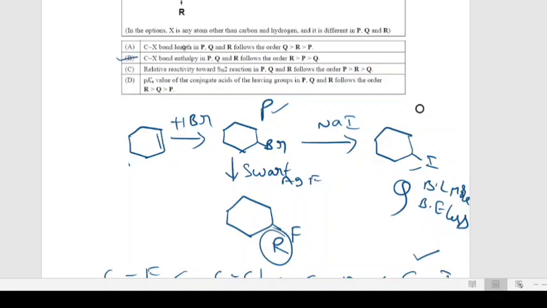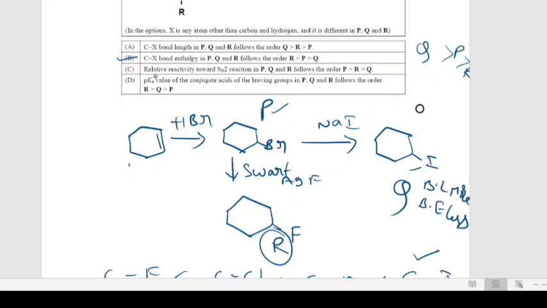Regarding the bond length, no doubt Q is greater than P greater than R. But they have given Q, R, P in the first option. So option B is the correct one.